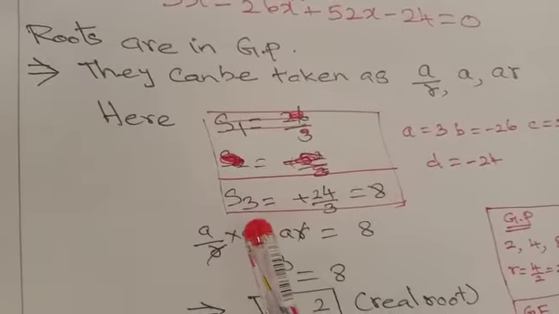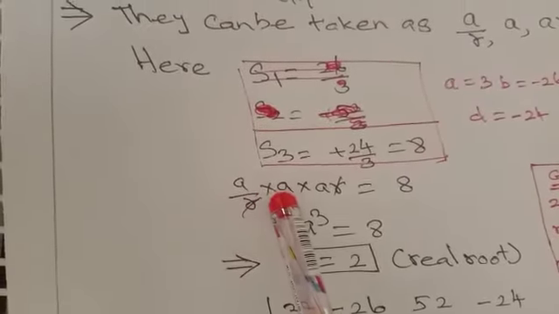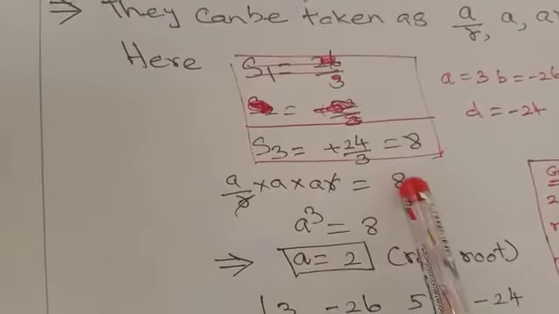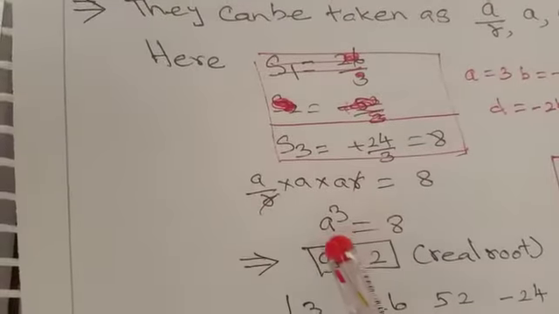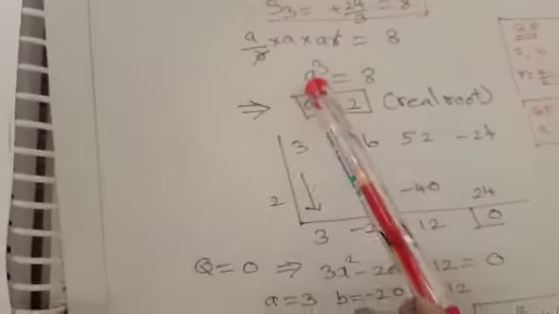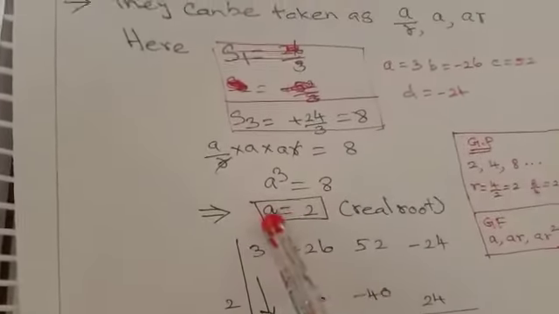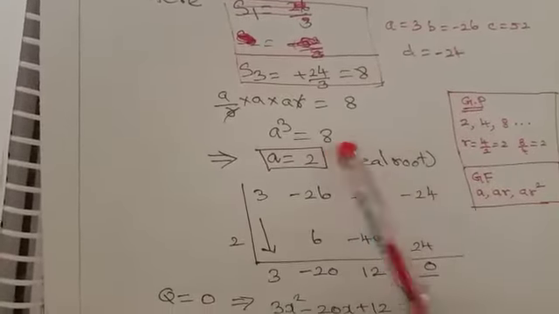Now, what is the product of the roots? a by r into a into ar equal to 8. When you take it like this, r cancels, and you are getting the value of a cube directly. That is the advantage. So a cube is equal to 8, a is equal to 2. Why? We are taking only the real root. The other two roots are complex.